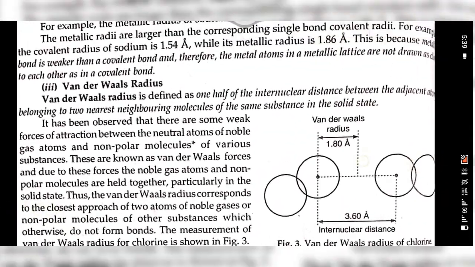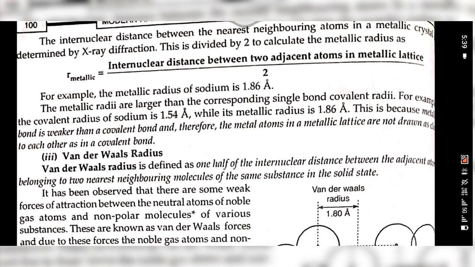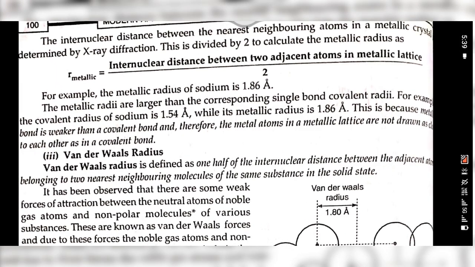For example, the internuclear distance between the nearest neighboring atoms in a metallic crystal is determined by X-ray diffraction. This is divided by 2 to calculate the metallic radius, as R metallic is equal to the internuclear distance between two adjacent atoms in the metallic lattice divided by 2. For example, the metallic radius of sodium is 1.86 angstrom.